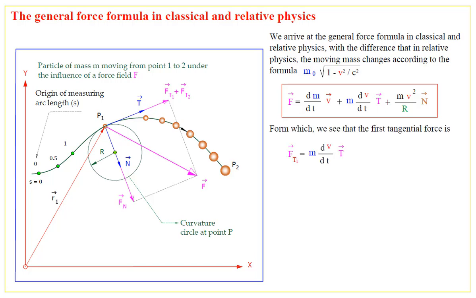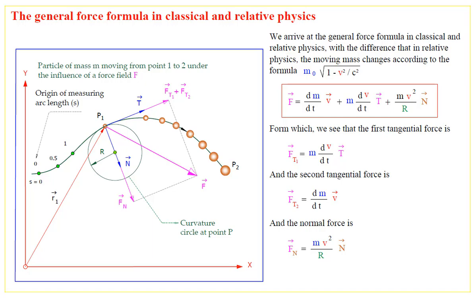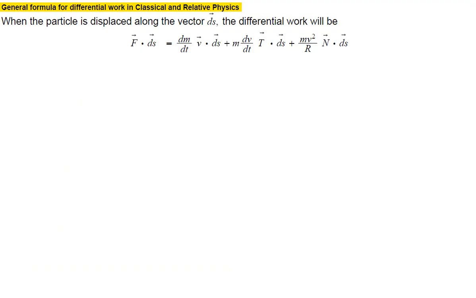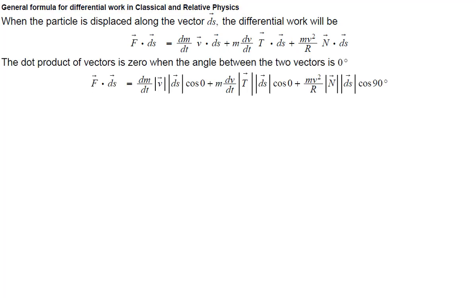From which, we see that the first tangential force is, and the second tangential force is, and the normal force is. When the particle is displaced along the vector ds, the differential work will be. The dot product of vectors is 0 when the angle between the two vectors is 0 degrees.